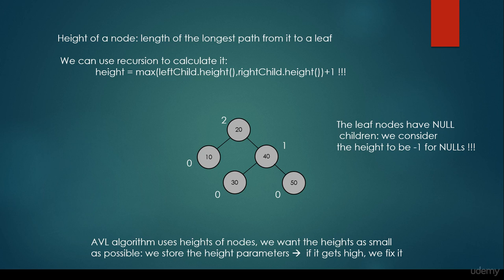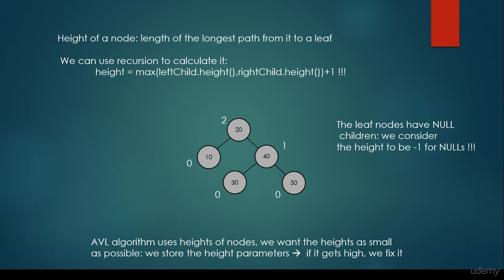So for example, the vertex 10 doesn't have any left child or right child, but in this algorithm we suppose that there's a left child with height parameter -1 and a right child with height parameter -1. Why is it good? Because this is how we are able to calculate the height parameters for the leaf nodes. Otherwise we would get a null pointer, and we would not be able to calculate the height parameter with this recursive formula.